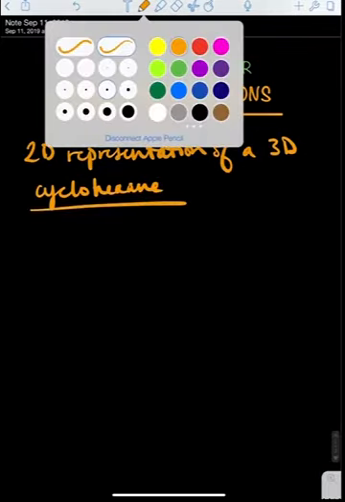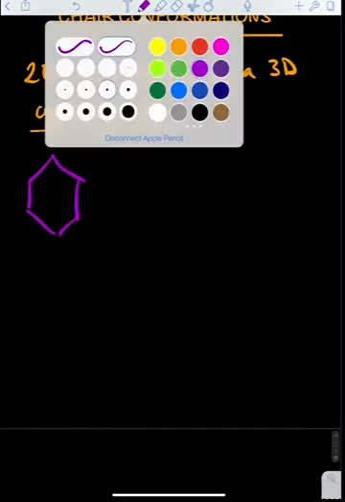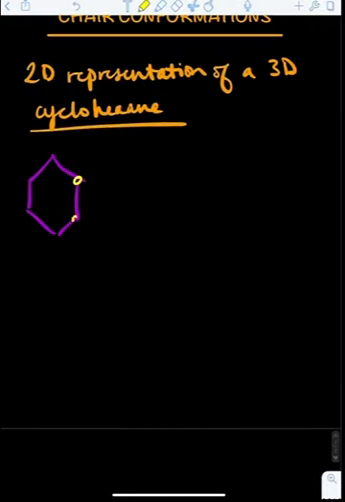Let me use a different color. So as we all know, a cyclohexane looks something like this. It's a 6-carbon ring, and each of these carbons right here are going to be sp3 bonded, because they're all single bonded. So each of these has 3 regions of electron density.